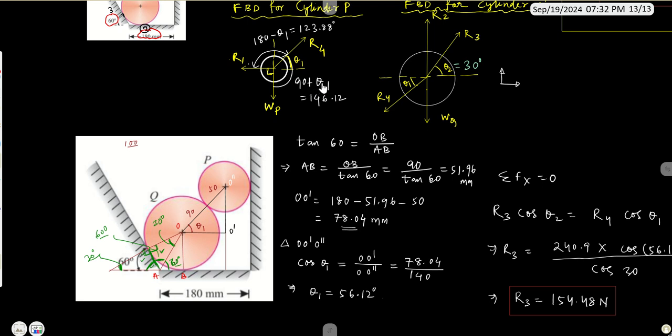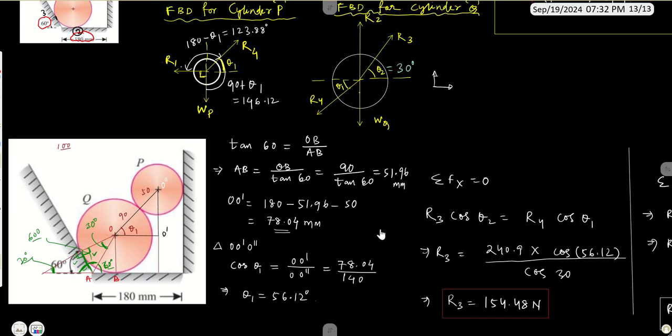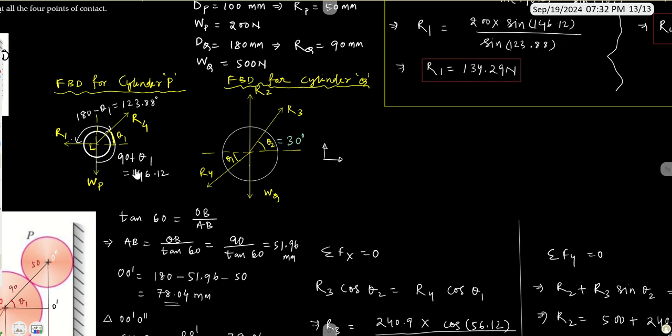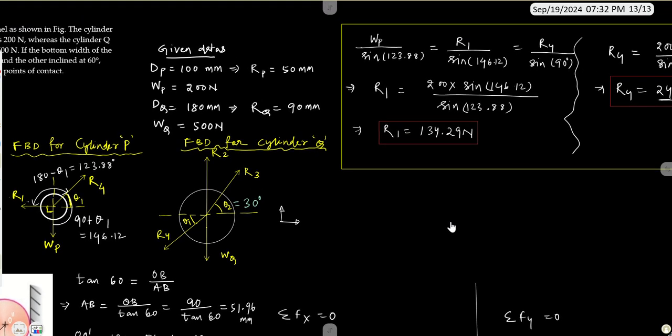Now if I'm putting over here theta 1 as 56.12, so here this angle between R4 and WP will be equal to 146.12 degree, right? And the angle between R1 and R4 can be found out as 123.88 degree. Okay, so after calculating these angles, there is nothing to solve. Simply you have to use equilibrium equation or Lami's theorem, whatever we have studied, right? So now let us try to apply Lami's theorem in this particular free body diagram of cylinder P, right?